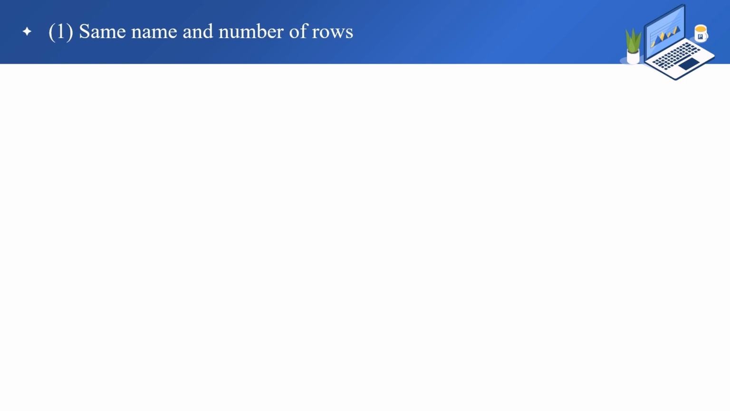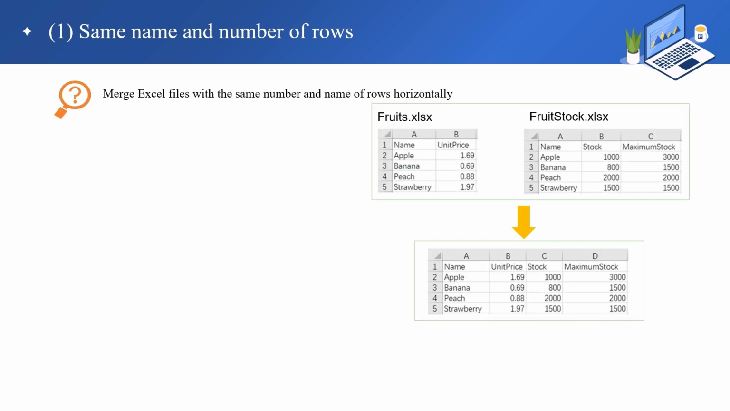We usually need to merge Excel files with the same number and name of rows horizontally. For example, the fruits file contains price information of fruits, and the fruit stock file contains stock and maximum stock information of fruits. Now we need to merge the price and stock information into one table. In these two sets of data, the name and number of rows are the same, meaning that the names and order of the fruits are the same.